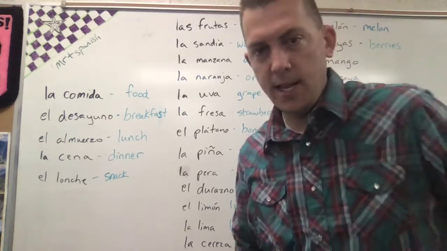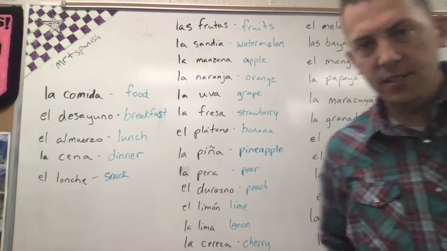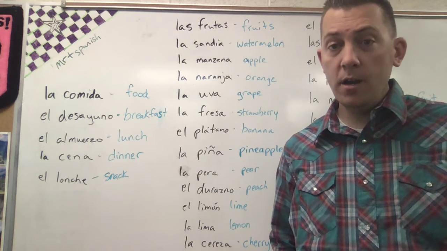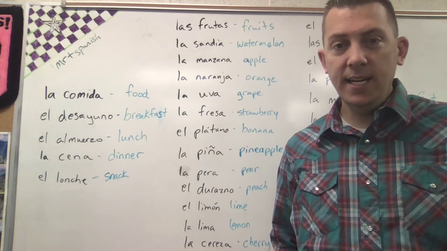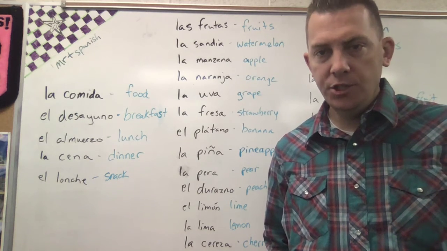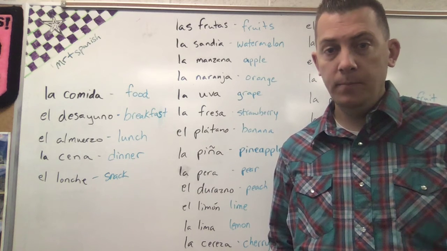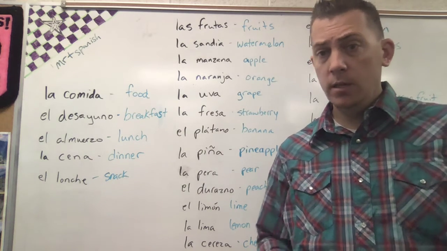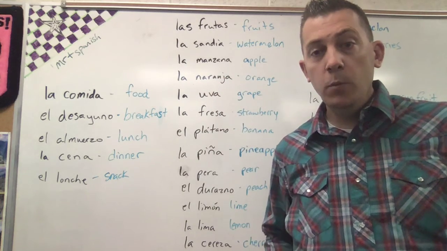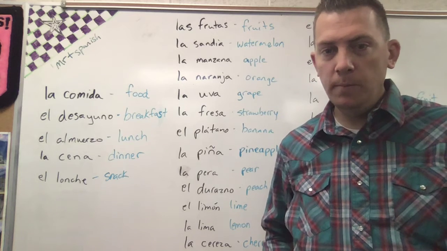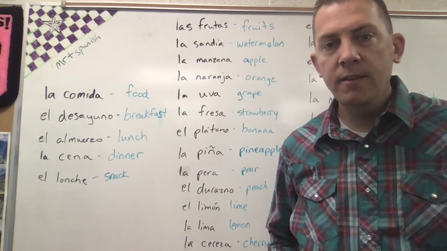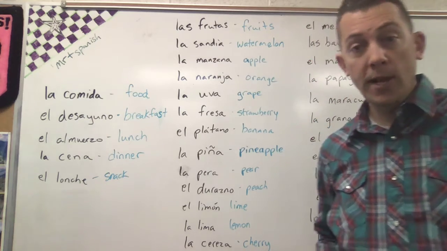If we look up here at the top, las frutas, fruits. La sandía, watermelon. La manzana, apple. La naranja, orange. La uva, grape. Now we're talking about a thing here. There's different types of apples, different types of grapes. And we can say, for a red apple, la manzana roja. La manzana verde. Same thing with grapes.